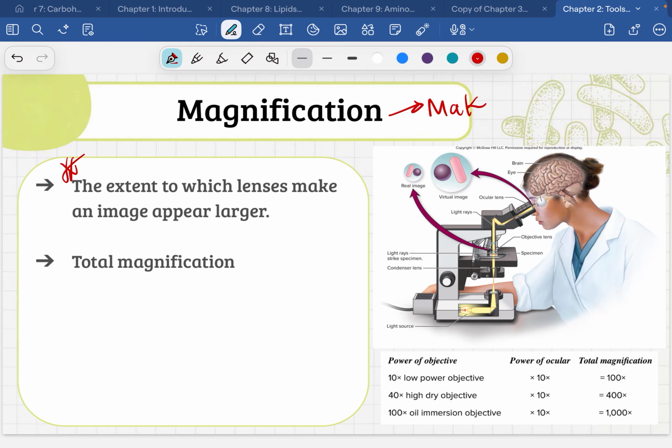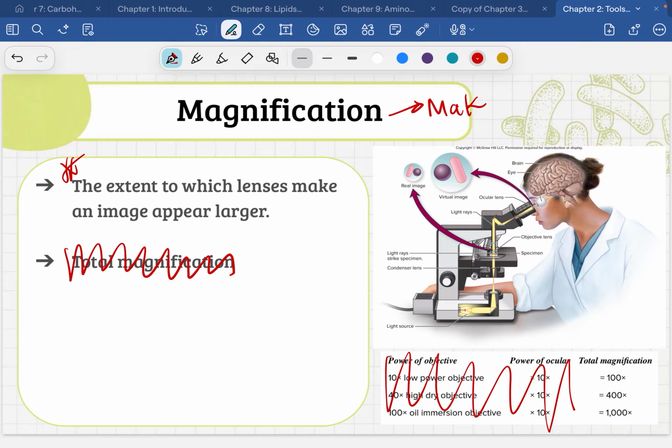That's how we are able to see the bacteria, because the light traveling through the sample and through those lenses, which are basically mirrors, bends and reflects light in such a way that the image appears bigger. Okay, we're not going to talk about total magnification. We're skipping it. You will learn about all of that in lab. If you're taking lab, they'll cover it there.